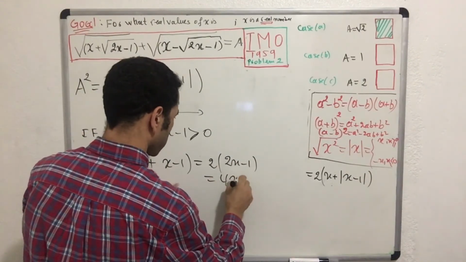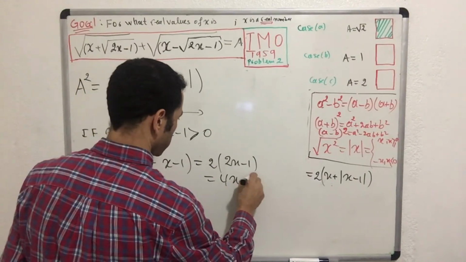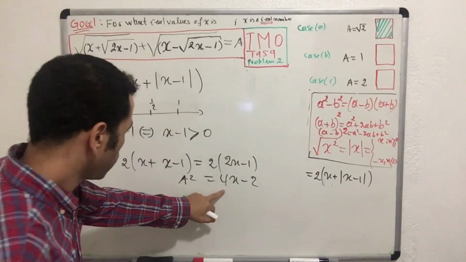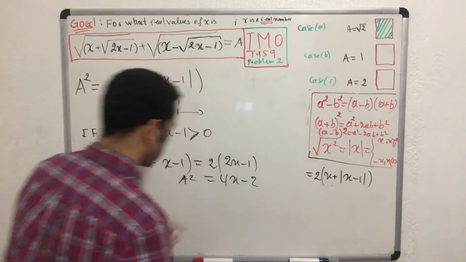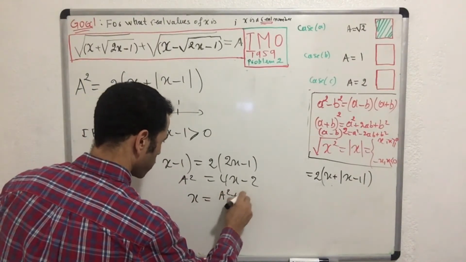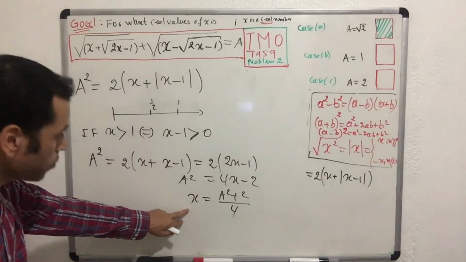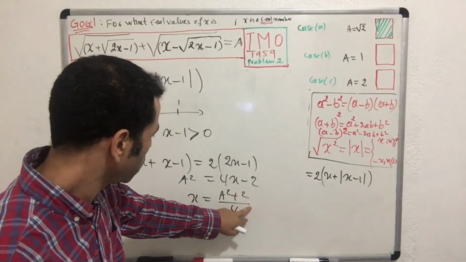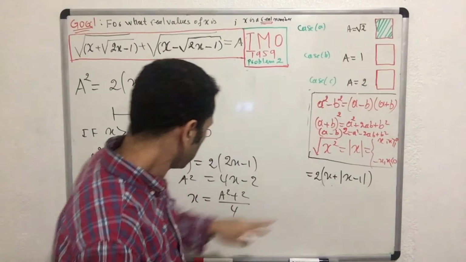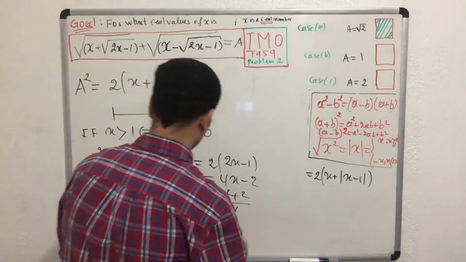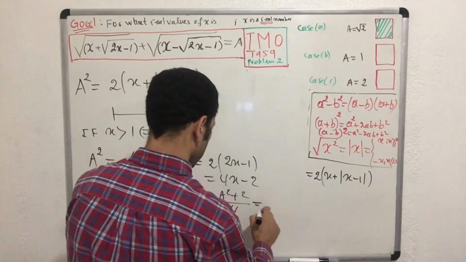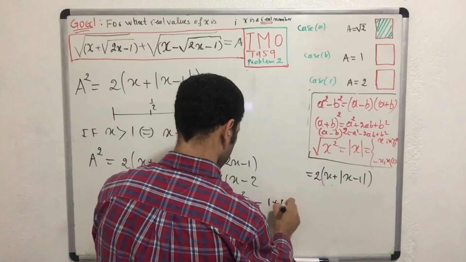So 4x, 2 times 2x is 4x minus 2. Okay, so a square. Now I'm pulling out x. So x equal a square plus 2 over 4. Okay. Now I'm going to plug in a, capital A, which is 1, into here to see what the condition of x is, to see whether this condition is verified or not. So a square is 1 plus 2 over 4.